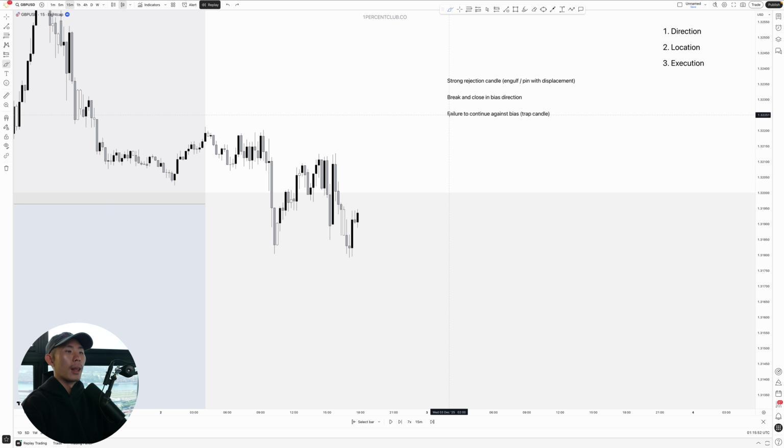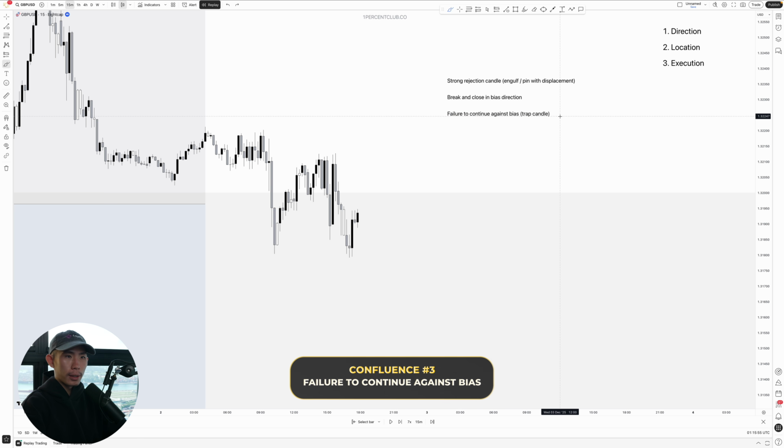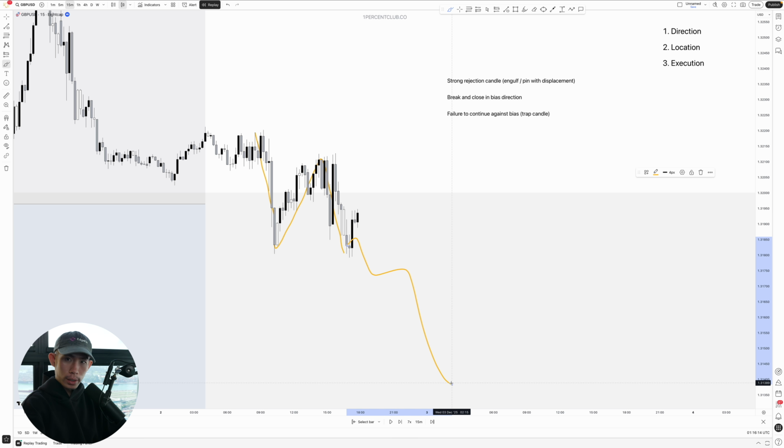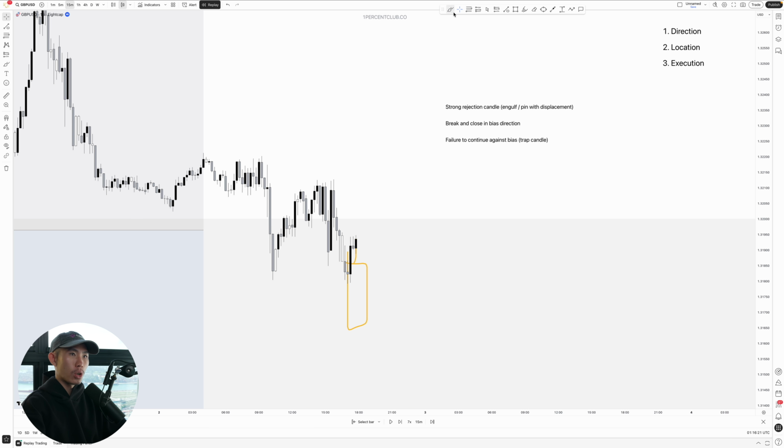And the next thing is failure to continue against buyers. Now, right here, what's the bias? The bias right now is longs, which means against buyers means shorts. So when this actually happened over here, this tells us that there is insufficient selling pressure in the market for price to continue going down. Because if price wants to continue going down, it's going to create more bearish candlesticks just like this and cause price to absolutely collapse and continue going down. But that did not happen.